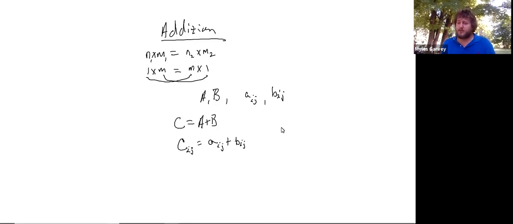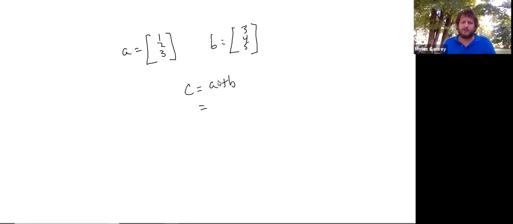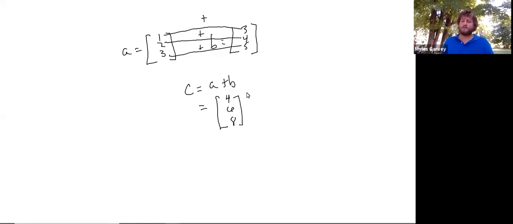So let's take an example. Suppose that I had two column vectors. This is A and this is B. Then the vector C, A plus B, is equal to, remember we do the construction, 1 plus 3, which is 4, 2 plus 4, which is 6, and 3 plus 5, which is 8. And there you have it.